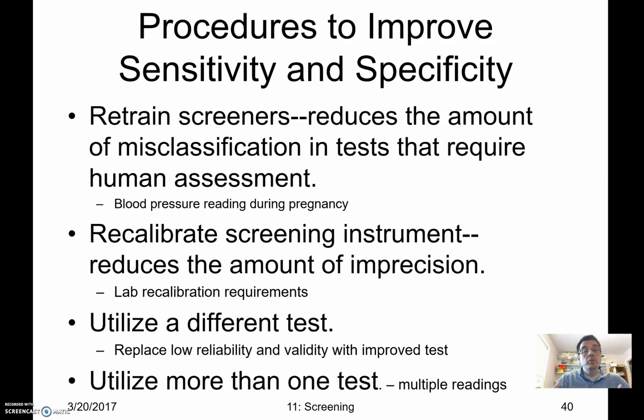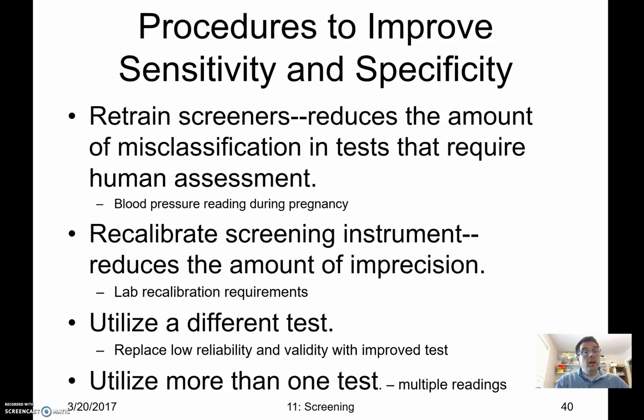So in order to improve sensitivity and specificity, you need to think about the characteristics or features of any type of screening test where you can improve that, if you're looking at ways to make sure you're getting all the cases or diagnosing all the normal individuals. One way to improve sensitivity and specificity is to retrain screeners, as in reduce the amount of misclassification in tests that require human assessment.